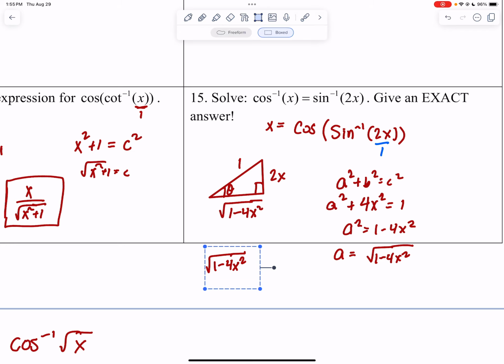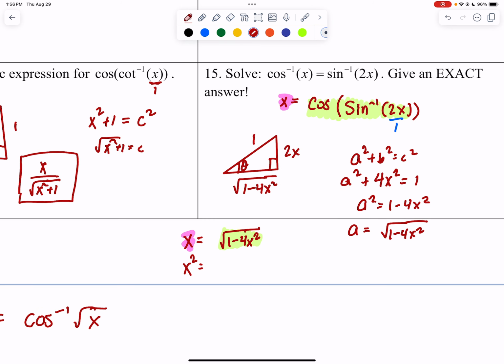So this right here in green is going to be equivalent to this right here in green. But we still have this x in pink. So I'm going to set that equal to my green. Then I'm going to solve it. So I'm going to have x squared is equal to 1 minus 4x squared. 5x squared is equal to 1. X squared is equal to 1 over 5. X is equal to 1 over root 5, or root 5 over 5. This would be your answer for number 15.